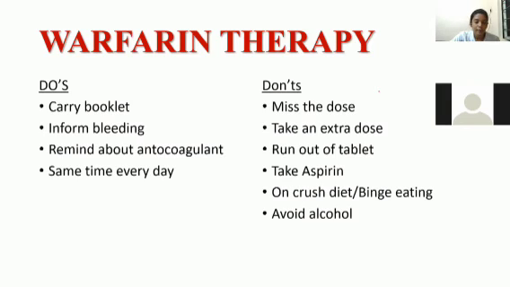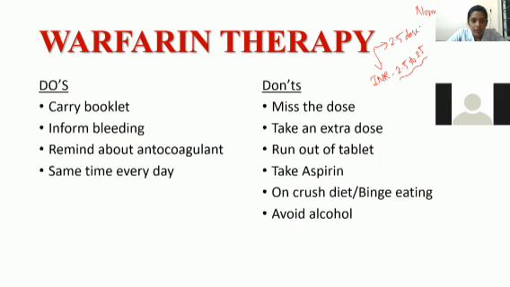Then warfarin therapy. I already said that in warfarin therapy, the usual dose will be 2.5. During warfarin therapy, we will maintain the INR between 2.5 to 3.5. In normal persons, the normal INR is less than 1. But in warfarin therapy, we will maintain the INR between 2.5 to 3.5. Okay, so 2.5 is the dose. These are the basic things about warfarin.